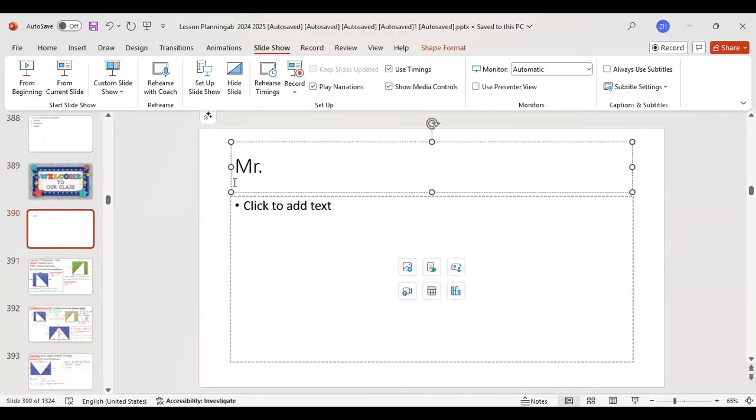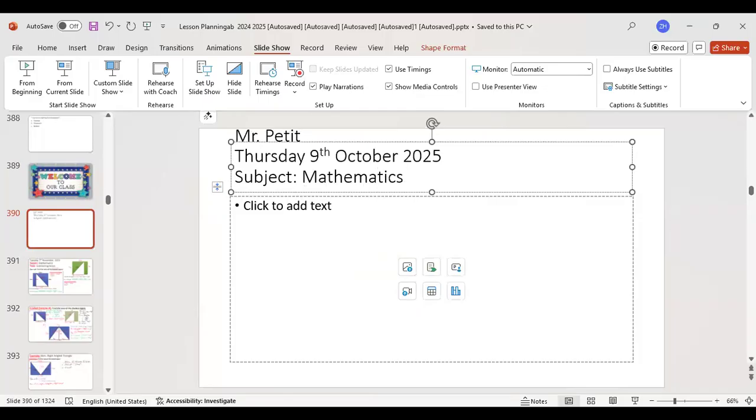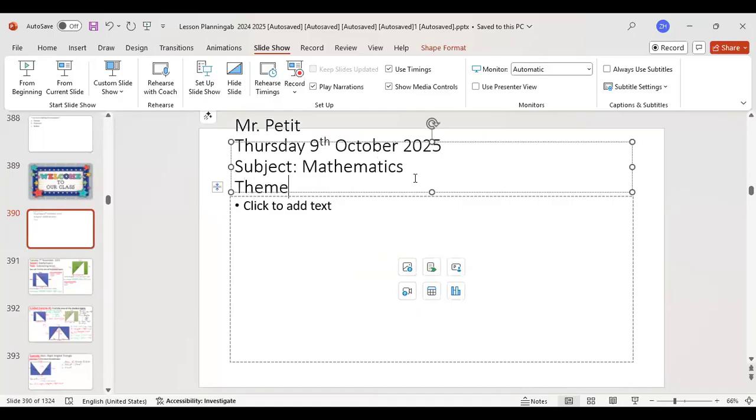My name is Mr. Petit. Today is Monday, Tuesday, Wednesday, Thursday. I can't believe that today is Thursday, the 9th of October, 2025. The subject is, of course, mathematics. And we're still on mensuration. That's the theme.